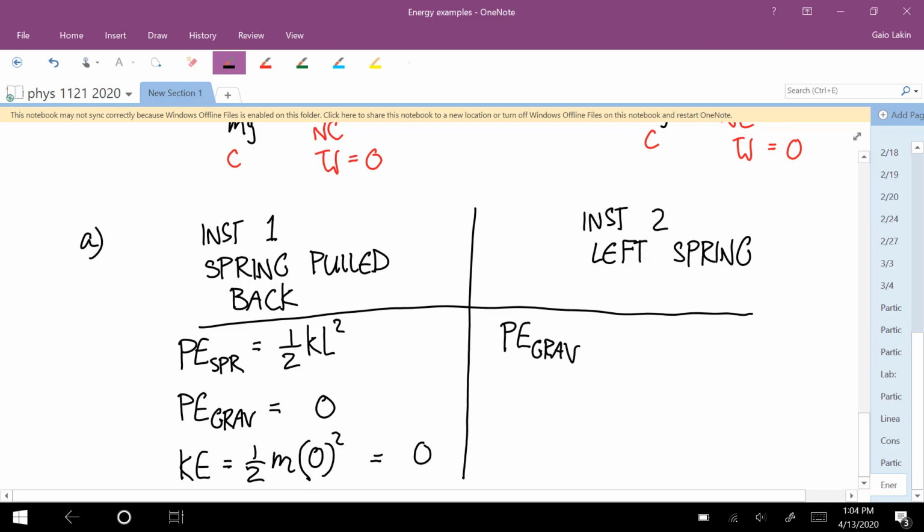We do have a gravitational potential energy. It hasn't changed height yet. We haven't gotten to the hill yet. We're just trying to figure out how fast the object's going along the flat. So this is going to be mg times the height of 0 again, so 0. But now we are going to have some speed, so the kinetic energy is non-zero. So this is going to be 1/2 times the mass times speed squared. And we're going to figure out what that v is in terms of the other stuff.